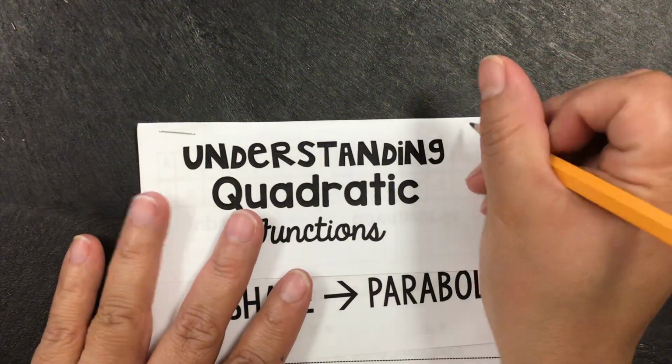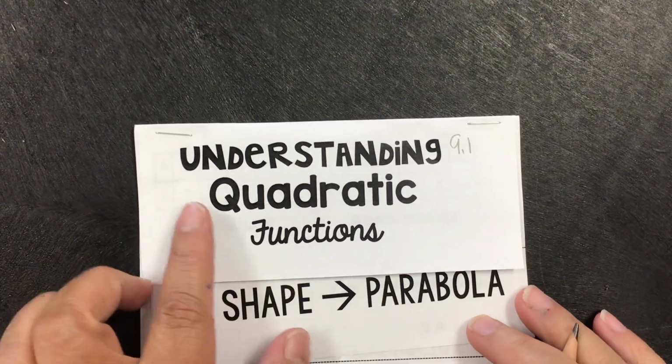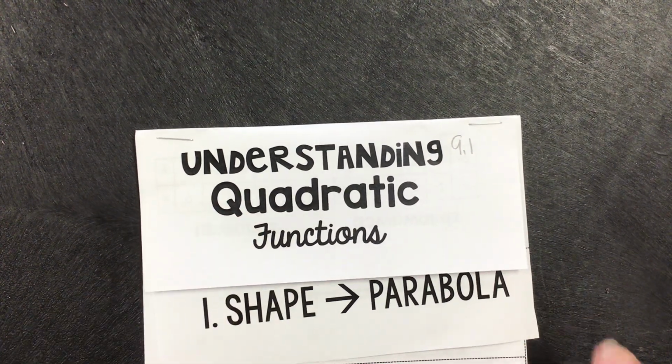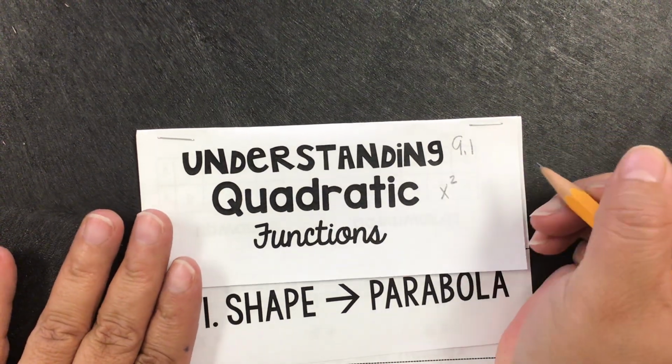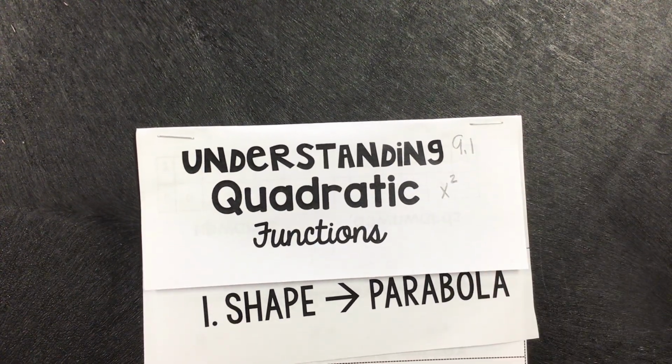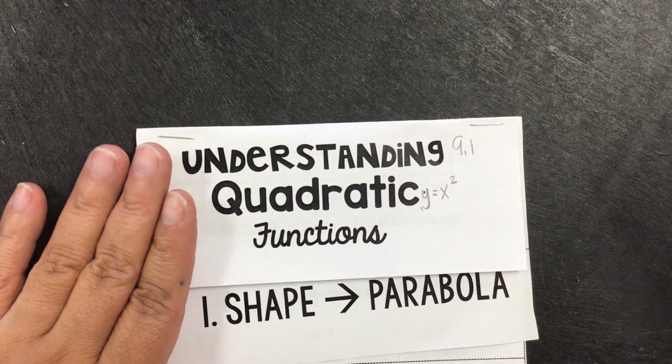Like I mentioned, this is the foldable for section 9.1. And what we're looking at is quadratics. What quadratics mean is still an equation where you have x squared. Here we're looking at equations, so usually we look at y is equal to x squared.